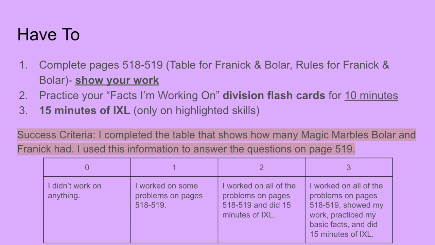So the success criteria for what you should be able to do after watching the lesson and doing the have to, you should be able to say, I completed the table that shows how many magic marbles Bolar and Franek had. I use this information to answer the questions on page 519. And then in order to get a 3, you need to be able to say, I worked on all of the problems on pages 518 to 519, showed my work, practiced my basic facts, and did 15 minutes of IXL.